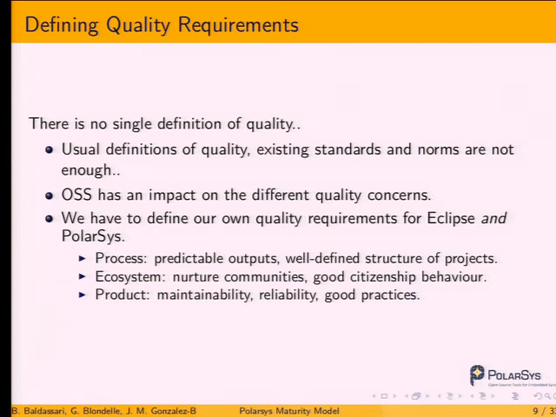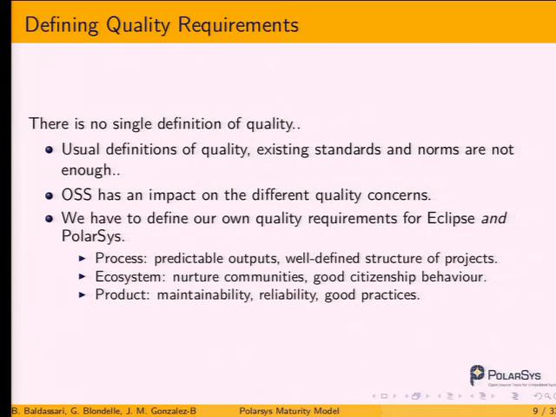So there are a lot of usual definitions for quality. There are a lot of standards and norms. And the point is that none of them is absolutely okay for us. So we will rely on them. As we will see, we will rely on the ISO 9126, on the CMMI, and on other quality models, especially for the open source. So we will build upon them.